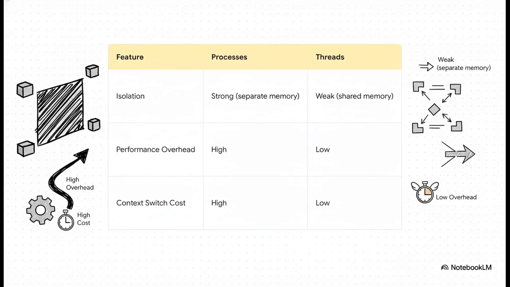And this table really gets to the heart of the matter. It's the fundamental trade-off. With processes, you get really strong isolation. They're in their own little sandboxes with separate memory, which is safe, but that safety net is heavy. It comes with high overhead. Threads, on the other hand, all share the same memory. This makes them super lightweight and fast to switch between, but it also means that if one thread messes up, it can bring down the entire party.